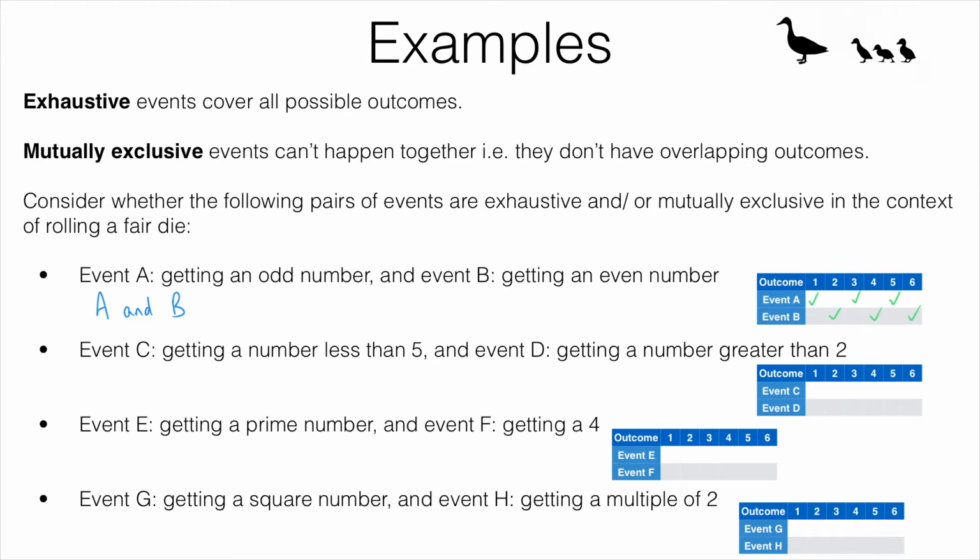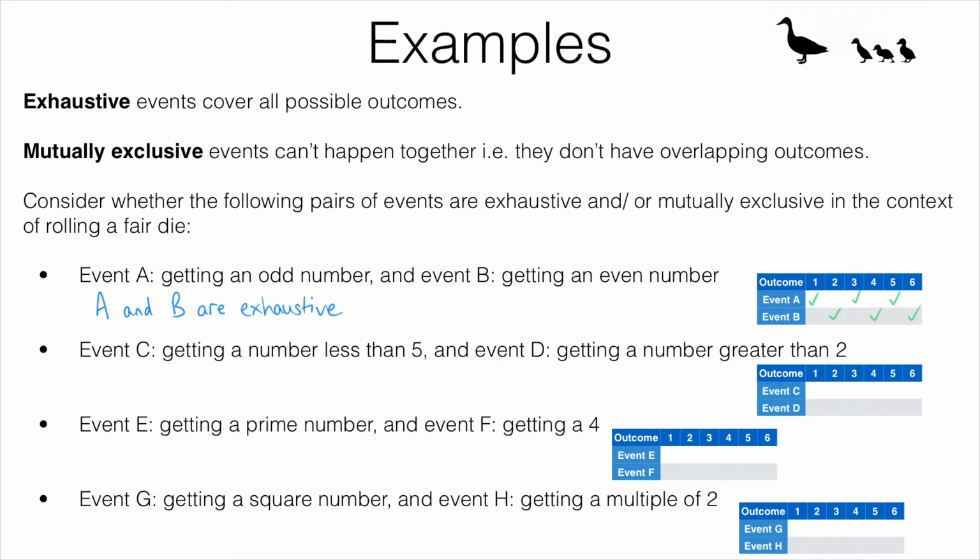Be really careful here. A on its own is not exhaustive. It doesn't cover all 6 outcomes. B on its own is not exhaustive. But together, those are exhaustive events. They cover all possible outcomes. So we can write A and B are exhaustive.